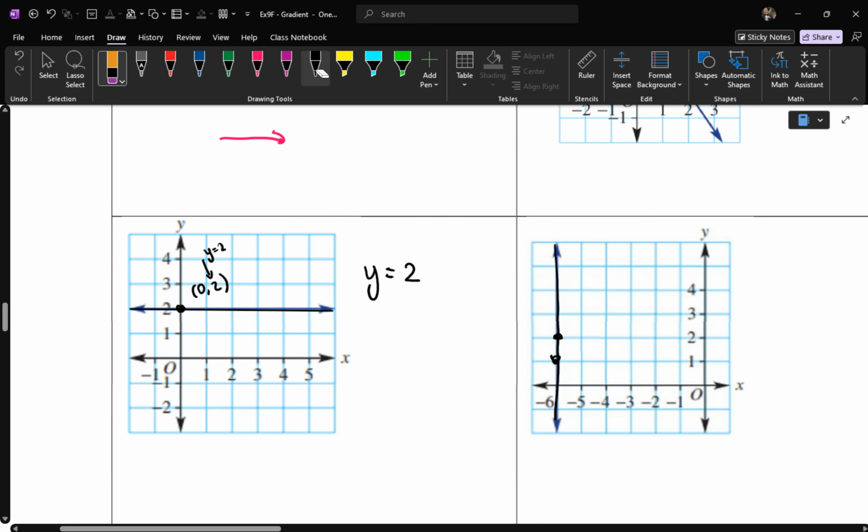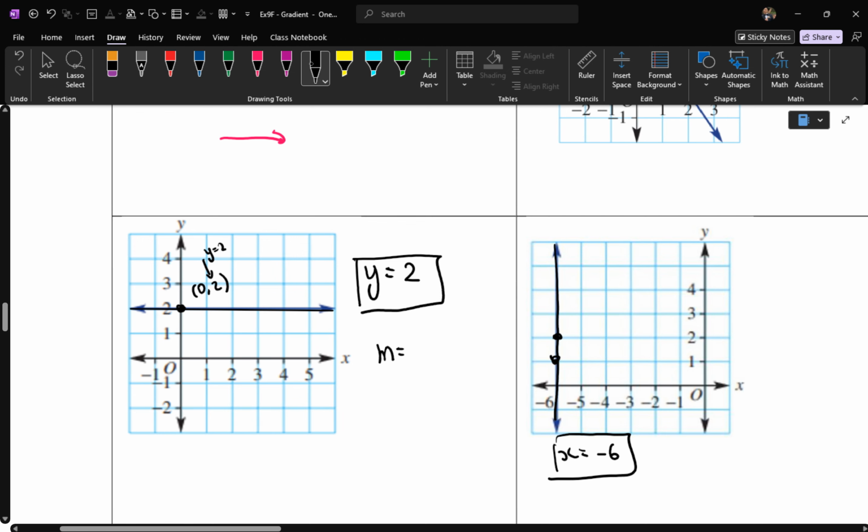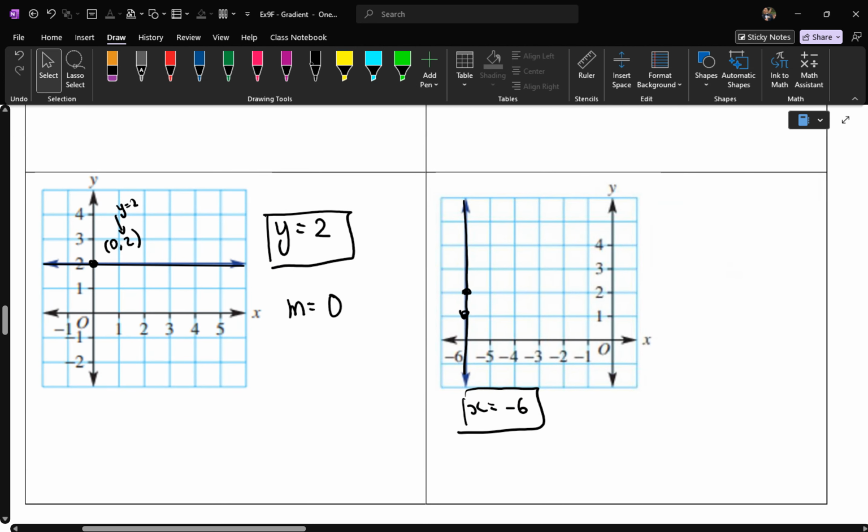So test it on Desmos if you want, but here would be x equals negative 6, and here would be y equals 2. But if you were to say, what is the gradient? Well, the gradient here is 0 for it to be flat. So check your notes again. 0 gradient makes it flat. And here, this is what we call an undefined gradient, meaning it doesn't exist. You don't have a gradient because it's fully up.